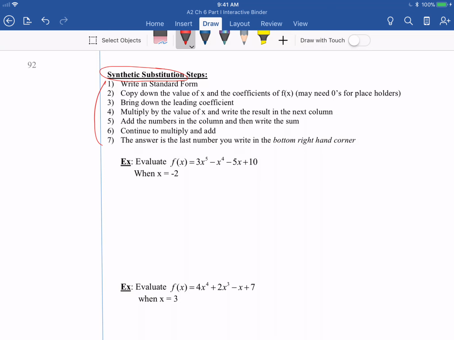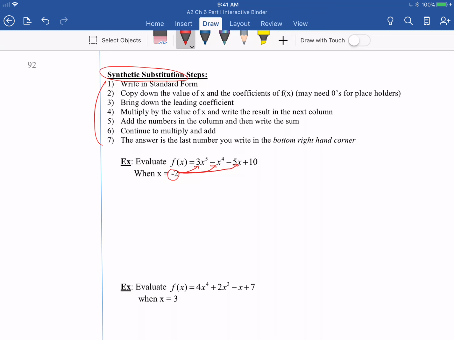But here's what we've got. When evaluating this when x equals negative 2, in direct substitution I could just plug that negative 2 in for all these x's and see what you get. But sometimes when you're doing a bunch of these, that might get a little tedious, and synthetic substitution is actually quicker, and it's actually nicer.